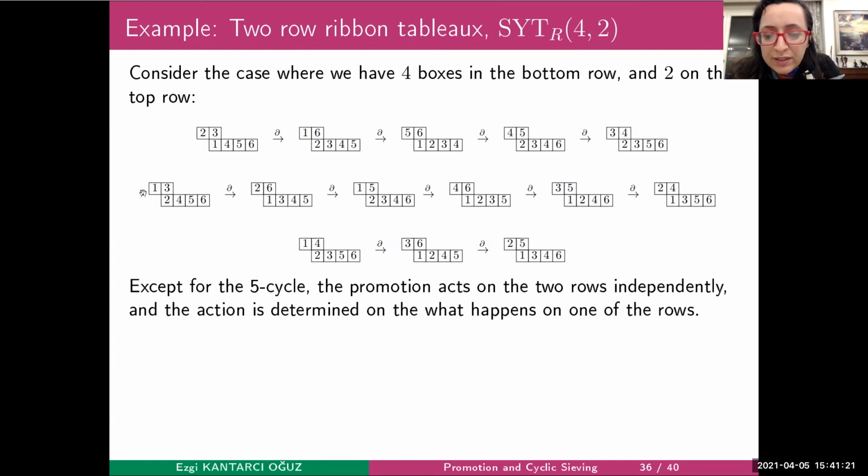So if you look at the 6 cycle, the top row is 1 3, 2 6, 1 5, 4 6, 3 5, 2 4. This is not exactly rotation, but this is just the cyclic sieving on this 2-box mini rectangle.